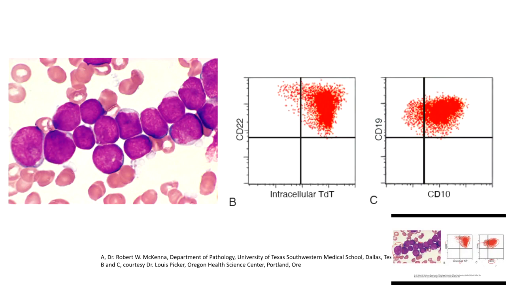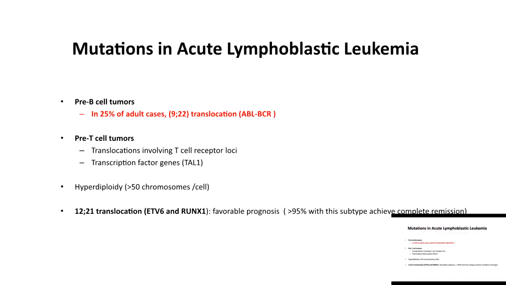So just like the acute myeloid leukemias, the acute lymphoblastic leukemias also have some mutations that can be favorable, some mutations that are not favorable. So, what are the common mutations in acute lymphoblastic leukemia? One of the good mutations, let me start with this one, is hyperdiploidy. More than the usual complement of chromosomes in a cell. That's a good prognosis. The 12;21 translocation involving the ETV6 and the RUNX1, again favorable prognosis.